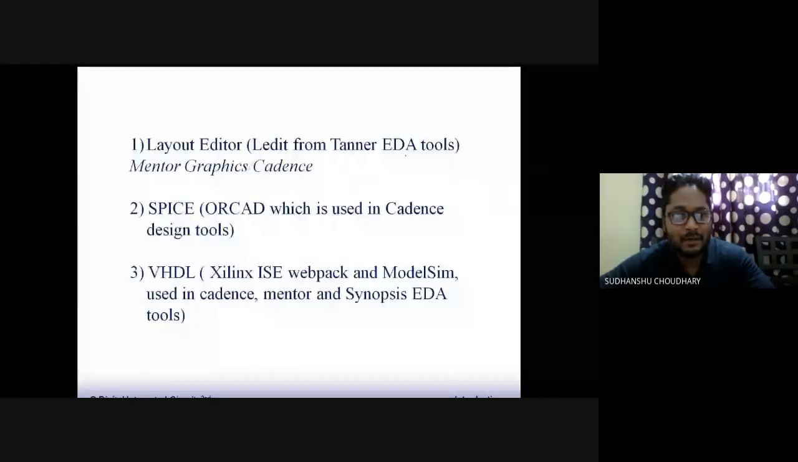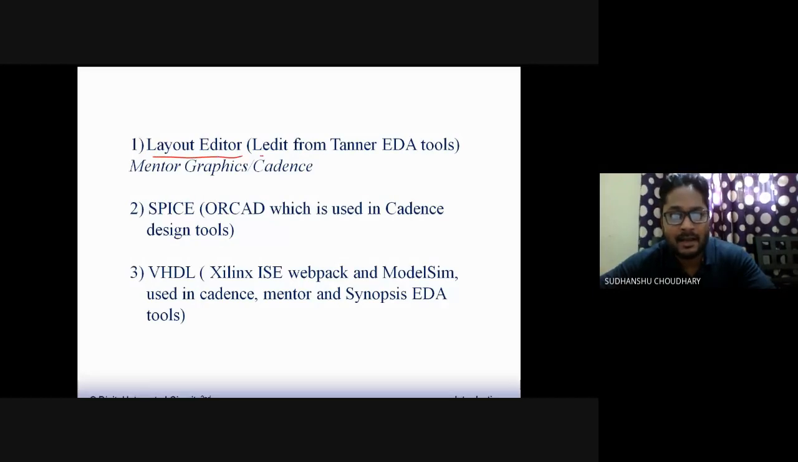Then for layout designing, you will use a layout editor, that is L-Edit from the Tanner EDA tool. I have the student version copy of this tool and I will share it with you. Similar layout editors are present in almost all industry-based software. For example, in our lab we have Mentor Graphics and Cadence.